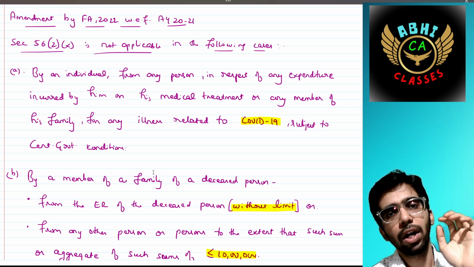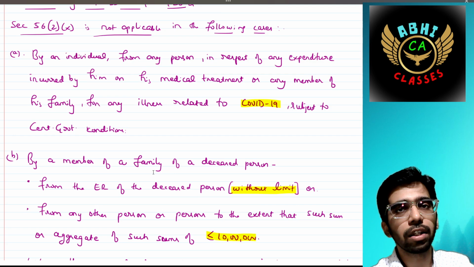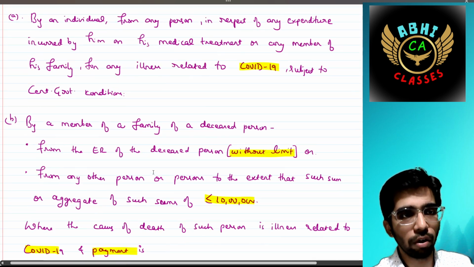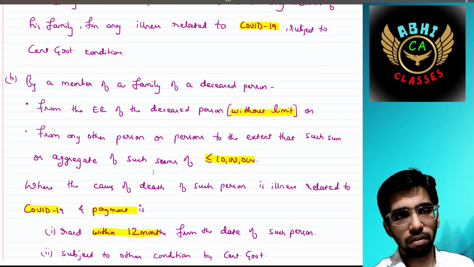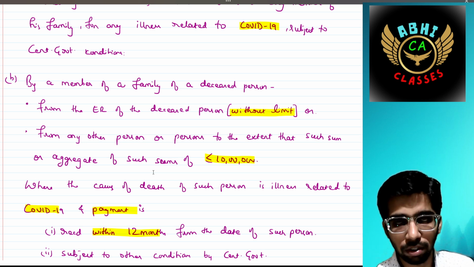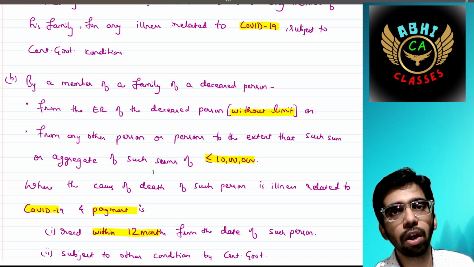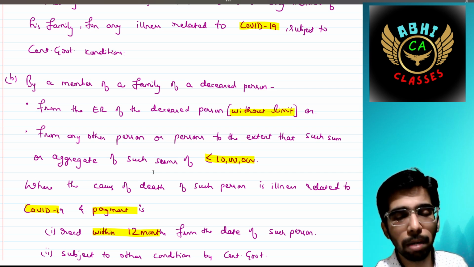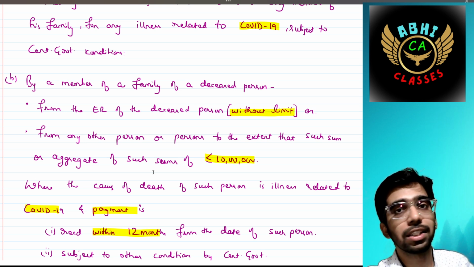If you have been provided with any expenditures related to your COVID-19 illness, then that is also not taxable. Next, amounts received by a member of the family of a deceased person from the employer of the deceased person. Example, the deceased person was an employee in one of the companies. That company is giving some relief to the family members of the deceased employee. Then it is not taxable. There is no restriction.